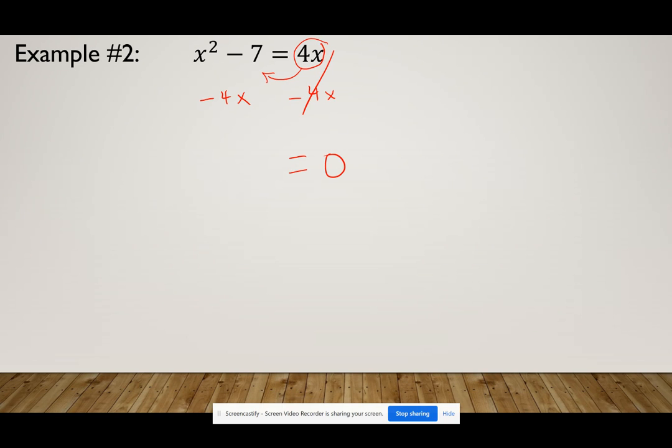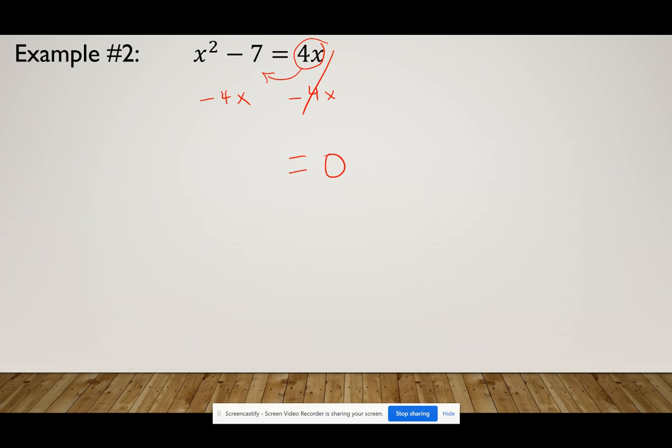Now when we're looking at the left-hand side, can I take 4x away from an x squared? No, they're not like terms. Can I take a negative 4x from negative 7? No, again, they're not like terms. So I can't subtract negative 4x from either one of these. So I'm going to put them side by side.